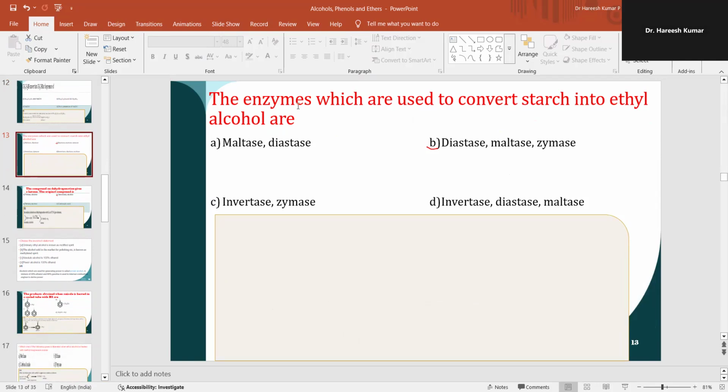So here the enzymes which are used to convert the starch into ethyl alcohol is the diastase. Diastase is the enzyme which converts starch into alcohol. Similarly, maltase is an enzyme which can convert the starch into ethyl alcohol. Similarly, zymase is also an enzyme which can convert starch into ethyl alcohol. These are not the right answers. Let's take one more question.